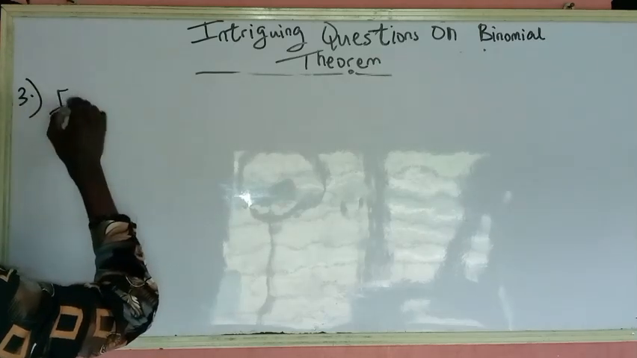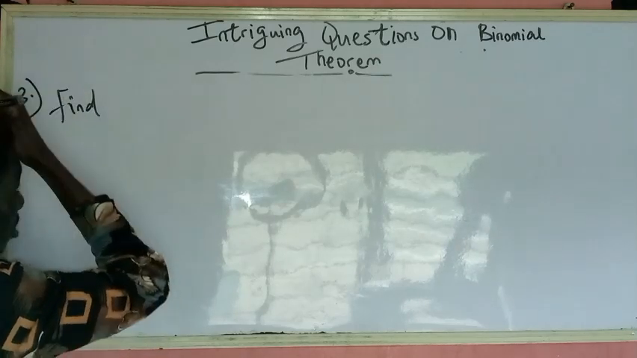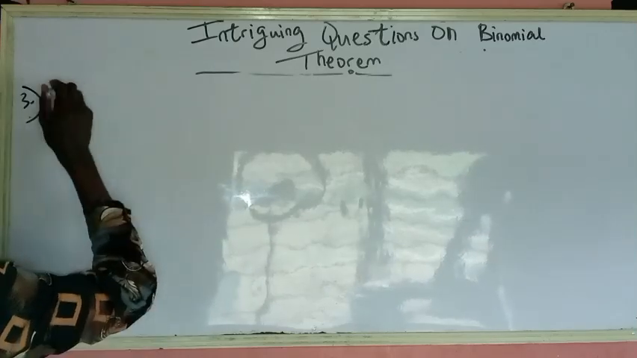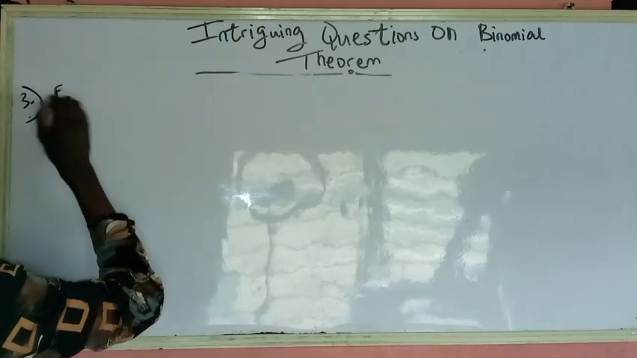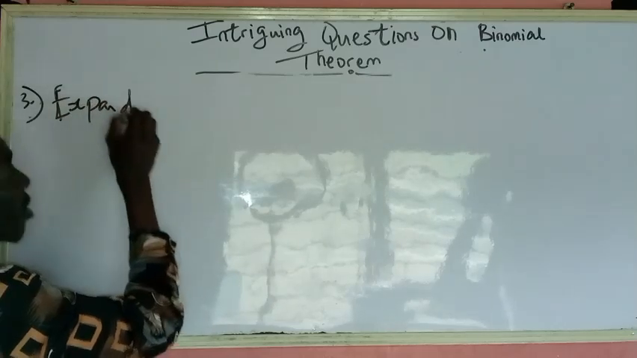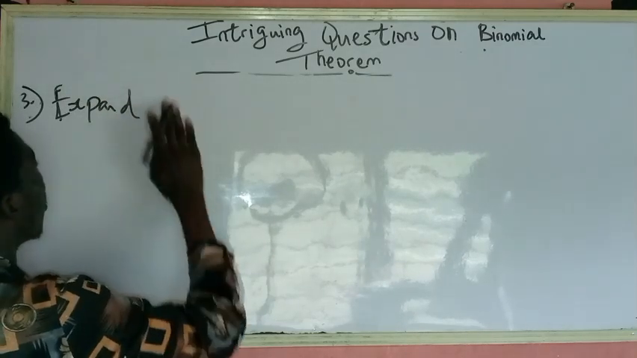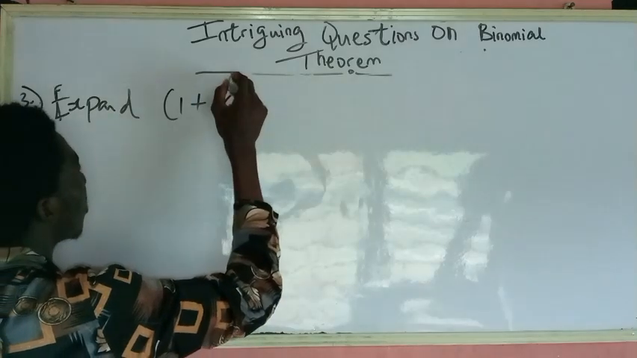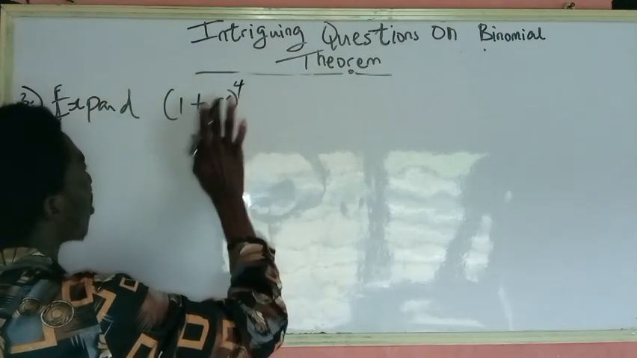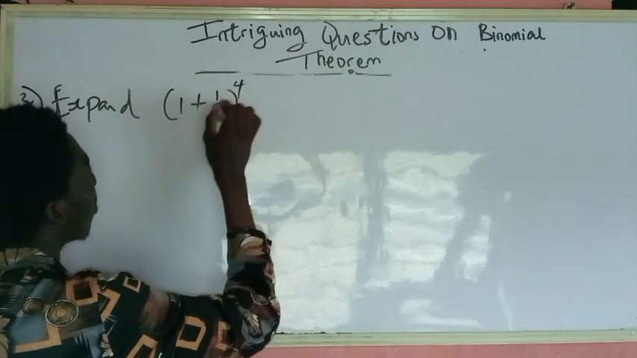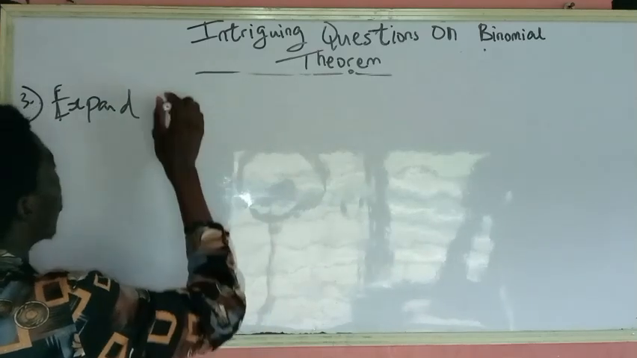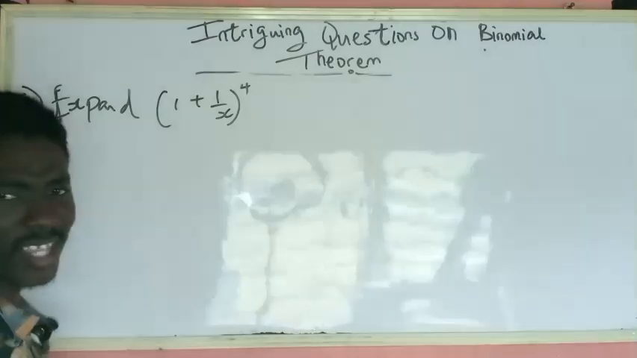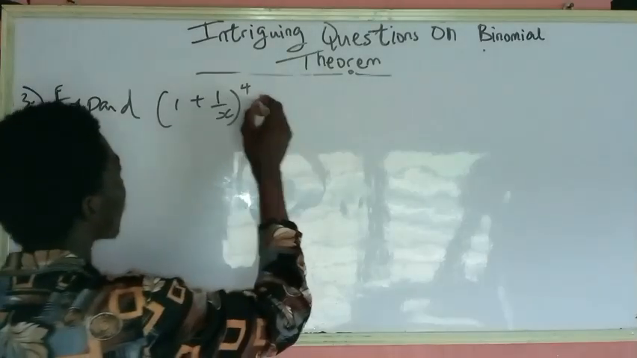So let's check this. Find. Okay. Number 3. Expand 1 plus 1 over x raised to power 4. Let's do that. How do you do this? Very easy. That will be what?